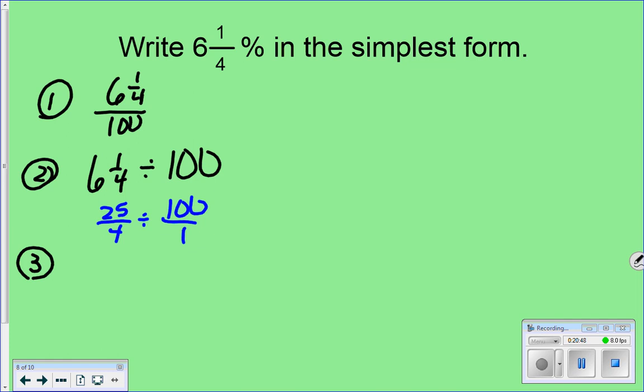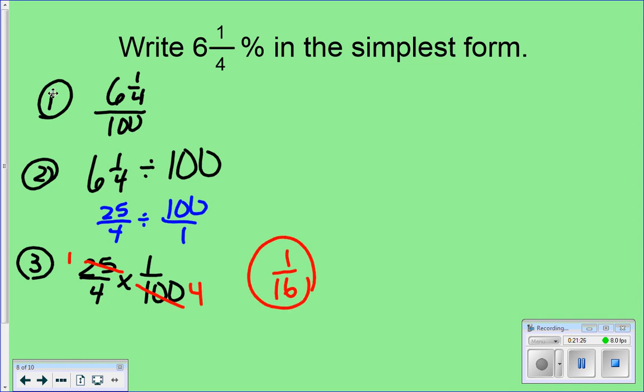Step 3. Remember what the third step was? Change to reciprocal, so we're going to do that. 25 over 4 times 1 over 100. Now here's where 4 and 5 can interchange. Can I reduce this? Oh yeah, what can I reduce by? 25 for sure. Yep. So this goes in 1 time, and this goes in 4 times. And now I can do step 5, or I can multiply across. So my answer could be 1/16. That is the end.